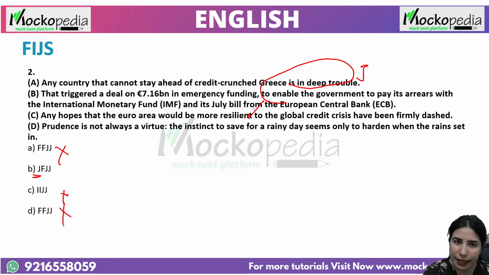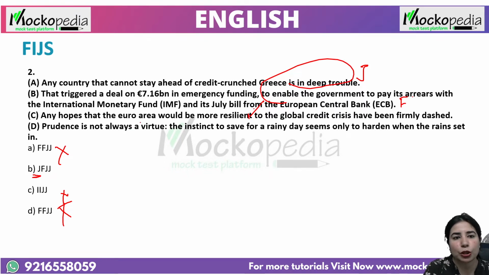But since we are discussing, it's a practice sort of a thing we are doing and we are polishing our concept. So let's get sorted how the second statement is a fact and the third and fourth statements act as judgments. So let's read. That triggered a deal of 7.6 million pounds in emergency funding to enable the government to pay its arrears with the International Monetary Fund and its July bill from the European Central Bank. सारी टेक्निकल इंफॉर्मेशन इन फैक्ट है, यानी कि आप इतने अमाउंट को वेरीफाई कर सकते हो. तो डेफिनेटली सेकंड फैक्ट हो गया, राइट.